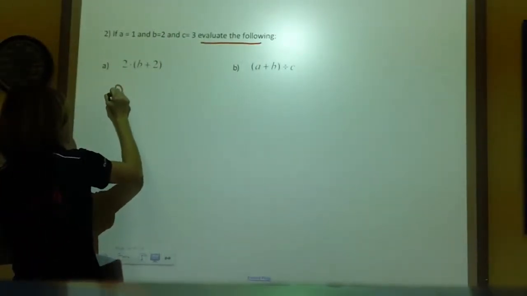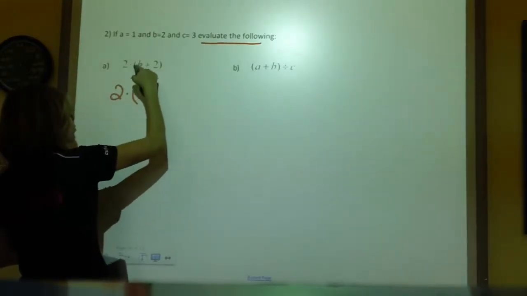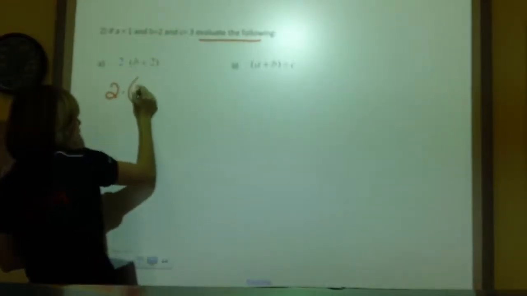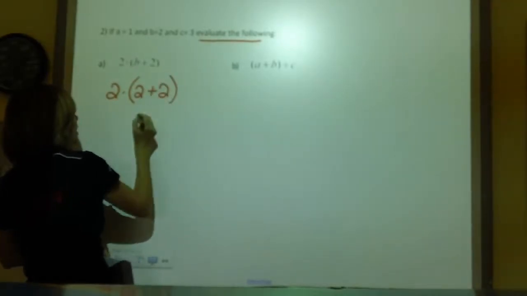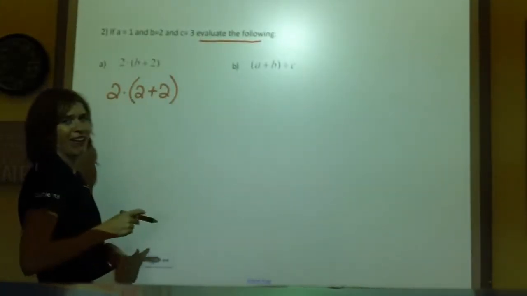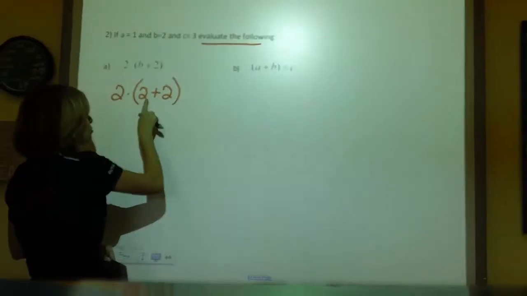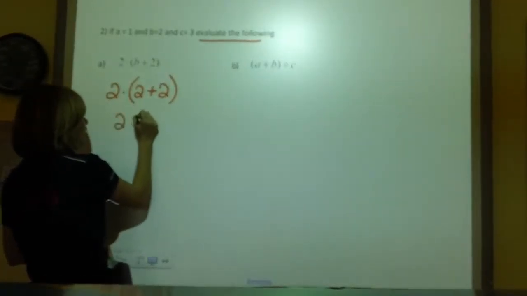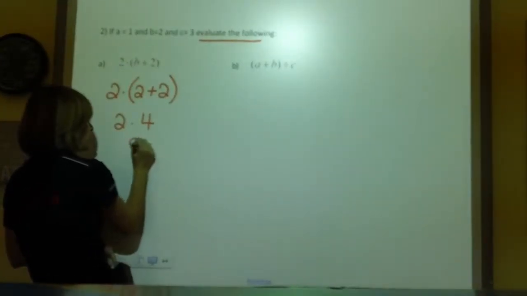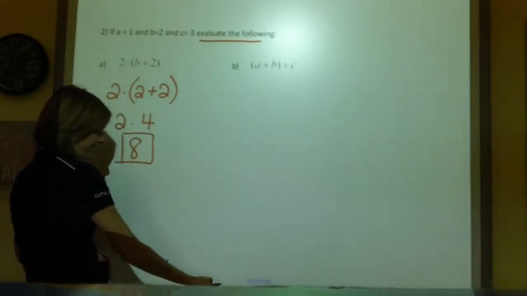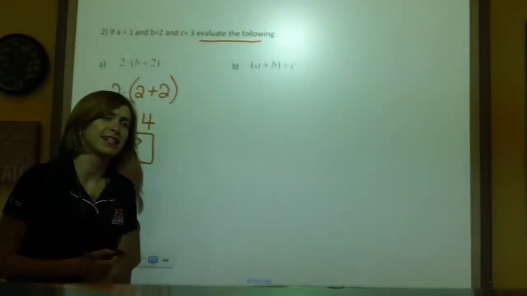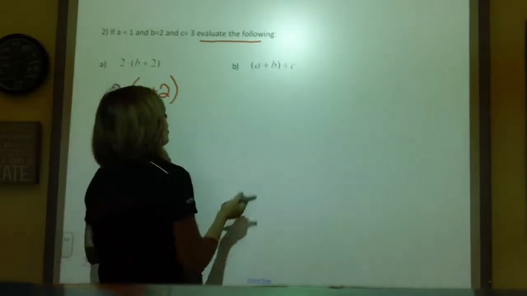All right, so I'm going to plug it in first. So 2 times whatever B is, I need to make it 2. Okay, so 2 times 2 plus 2. Grouping symbols first. So 2 plus 2 gives me 4. So I have 2 times 4, which gives me 8. I used the plug it in postulate. Okay, oh, now I made it harder.